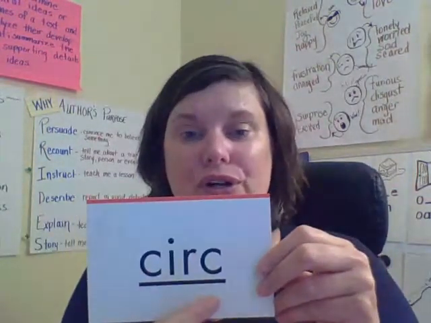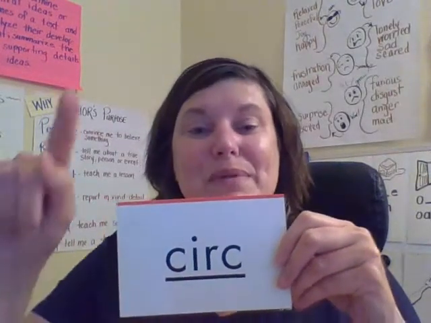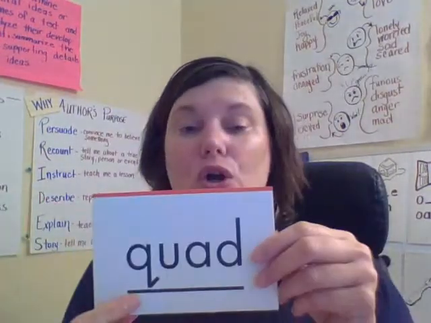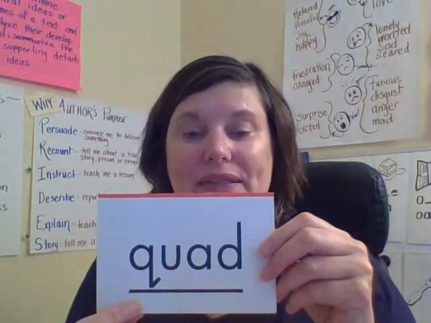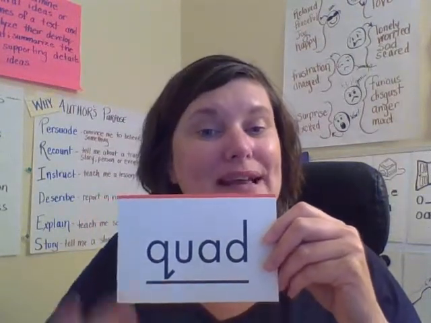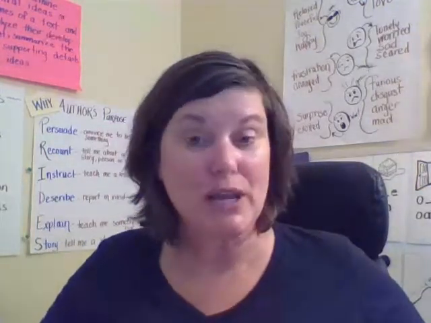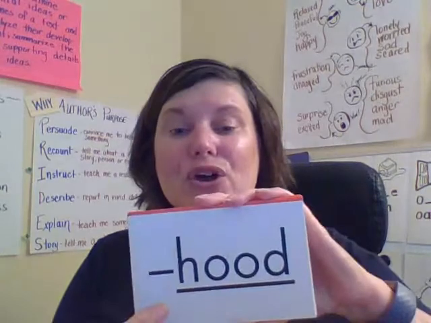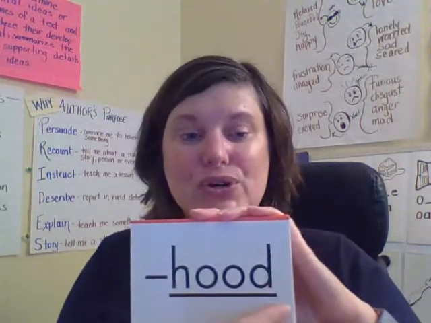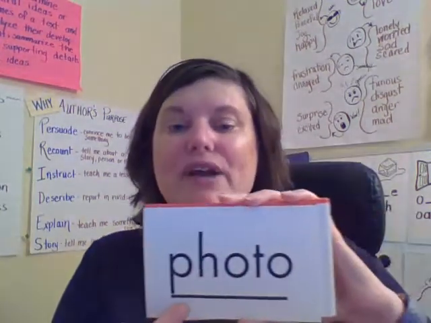Okay, circ. Let's read it together. Circ. Your turn. Remember, this means ring, like a circle. Quad. Let's read it together. Quad. Your turn. Remember, this means 4, like a quadrilateral is a shape with 4 sides. Hood. Together, hood. Your turn. Good job, Lions. We are sticking together today.